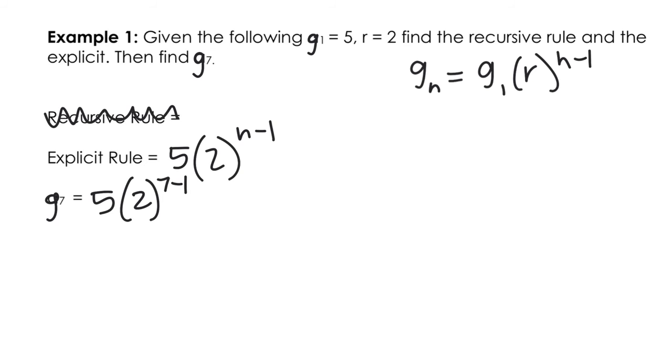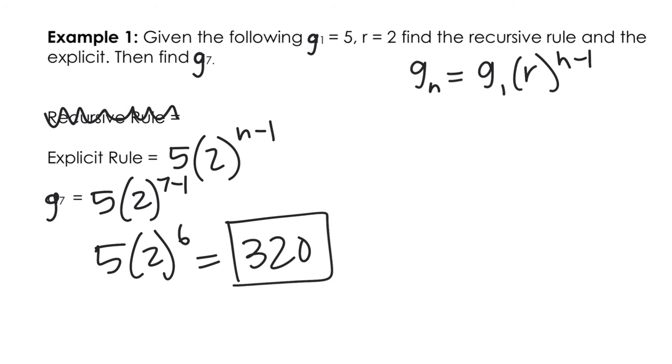Or we could say 5 times 2 to the 6th power. Now we can type that directly into our calculator, which is really nice. And when I type it in, 5 times 2 to the 6th power, or to the power of 7 minus 1, it gives me 320. So instead of multiplying by 2 as many times as possible, I just was able to plug it in my calculator with that equation.